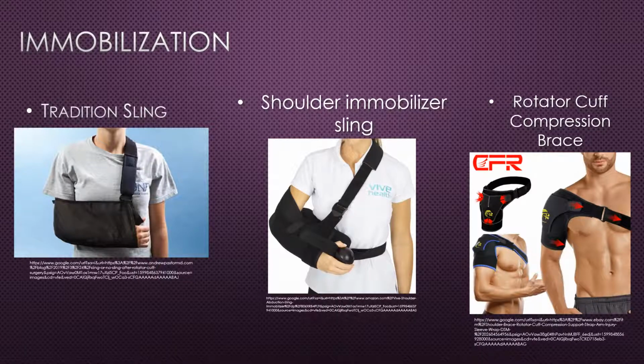Immobilization. The traditional sling is typically used when needed with rotator cuff tendonitis. The shoulder immobilizer sling is used after rotator cuff tear surgeries. The rotator cuff compression brace can be used for an ease of pain with rotator cuff tendonitis and rotator cuff tears.